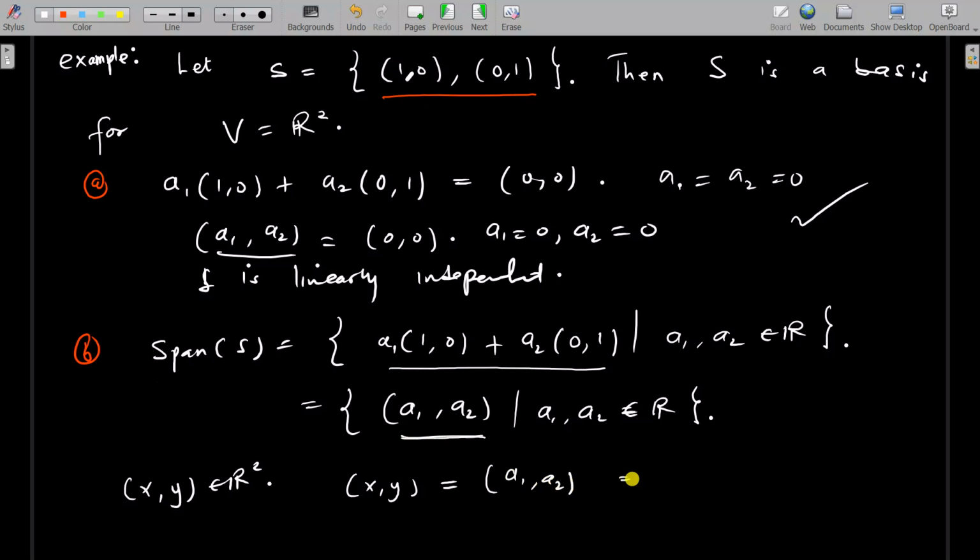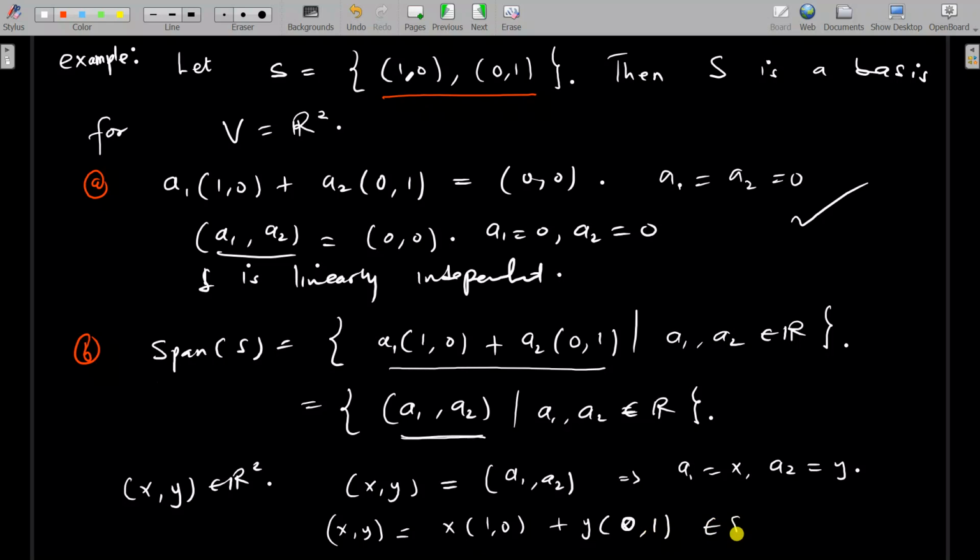So in this case, it means that A1 will be equal to x, and A2 will be equal to y. So any vector I pick, (x, y), can be written as x times (1, 0), that is my A1, plus y times (0, 1), where x and y are just real numbers.